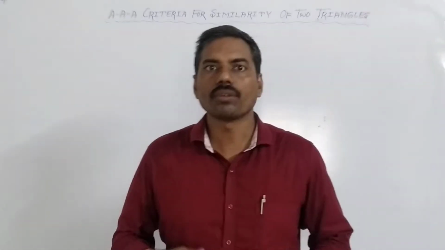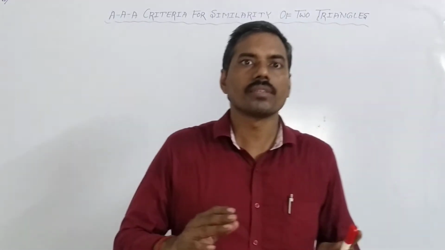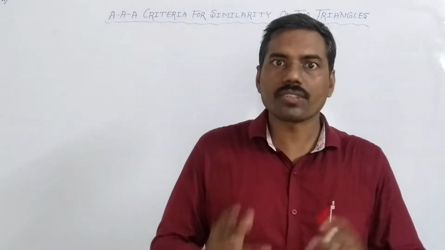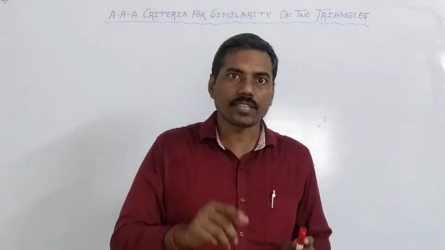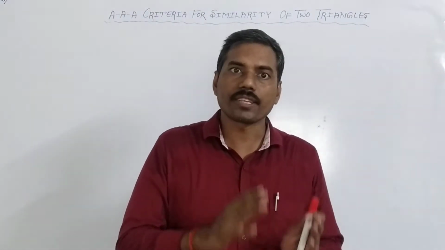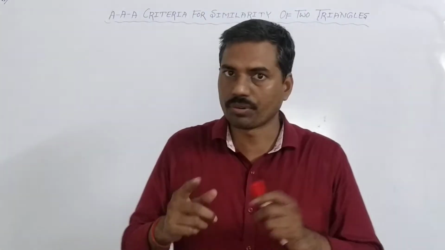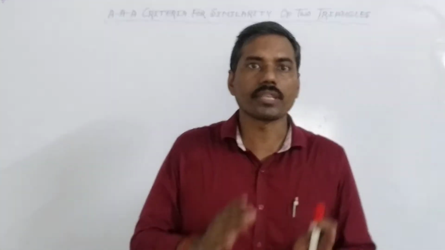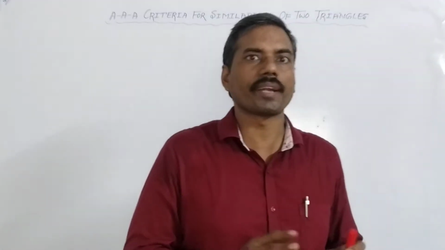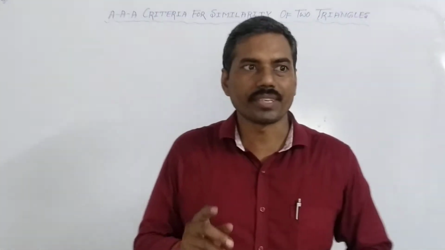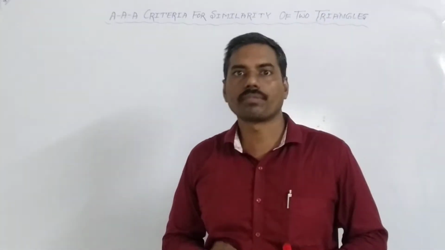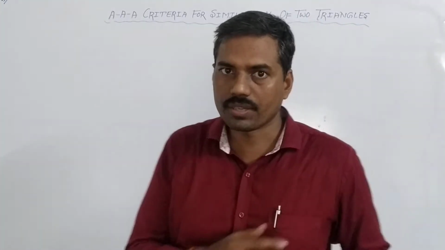Hello students, now we are going to discuss similarity of two triangles. We know that two triangles are similar if their corresponding angles are congruent, and second, their corresponding sides are in proportion. Proportion means having the same ratio. Using these two basic requirements of similarity of two triangles, let us discuss a criterion for similarity of two triangles. Okay, let us start.